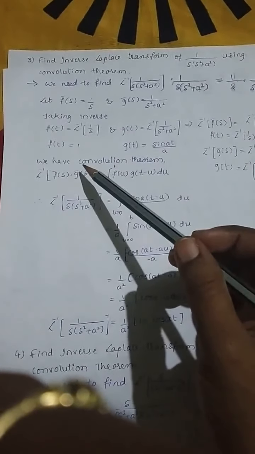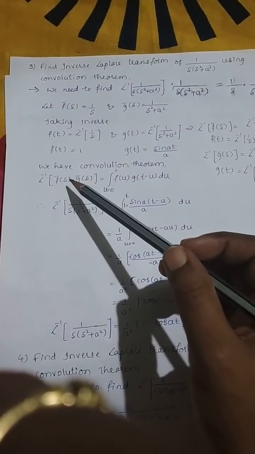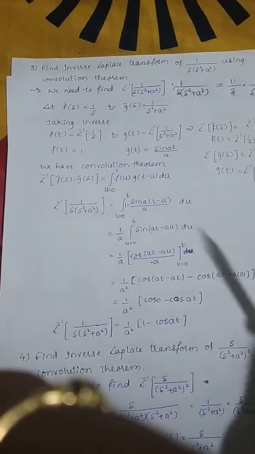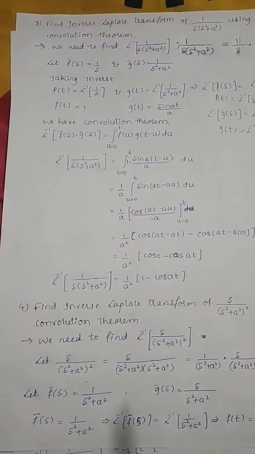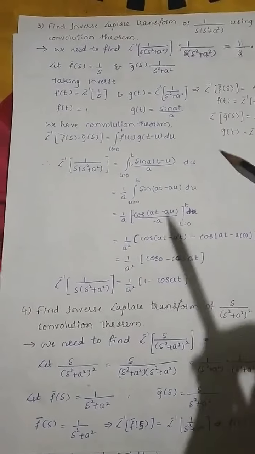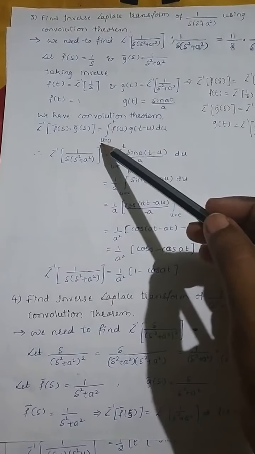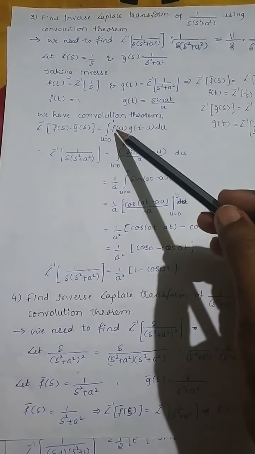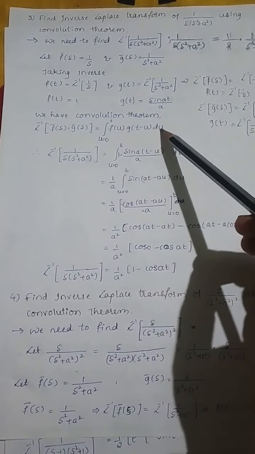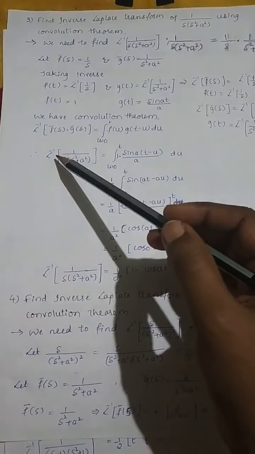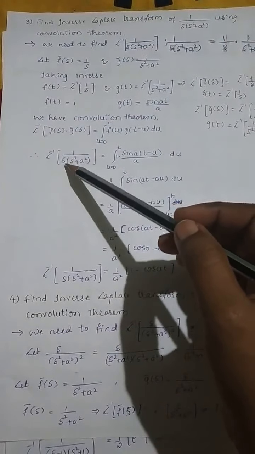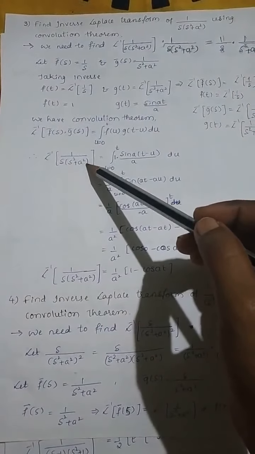Next, we have the convolution theorem. L inverse of f bar of s into g bar of s is equals to integration u equals to 0 to t f of u into g of t minus u du. L inverse of 1 upon s into bracket s square plus a square is equals to integration u equals to 0 to t f of u, nothing but f of t term, that is 1.